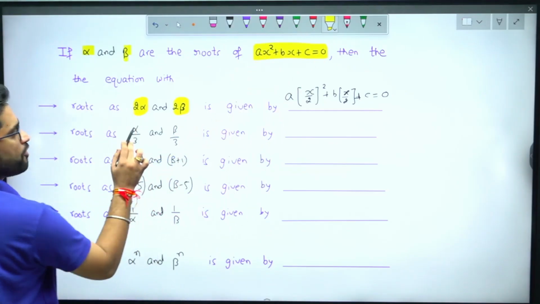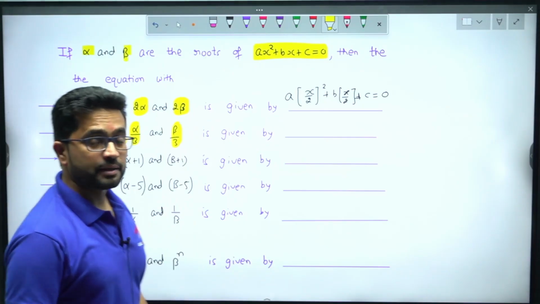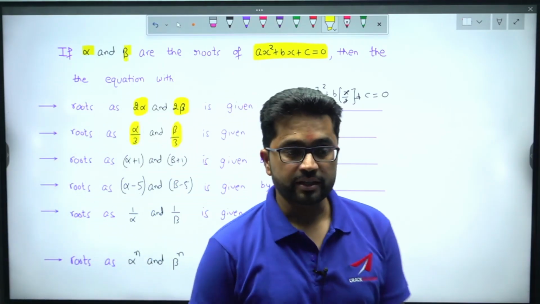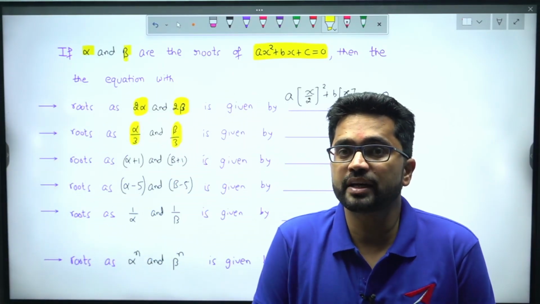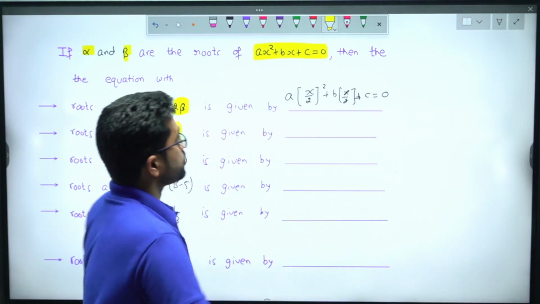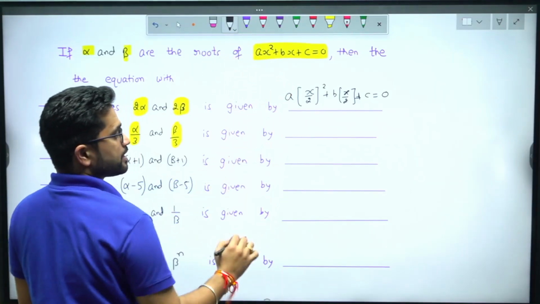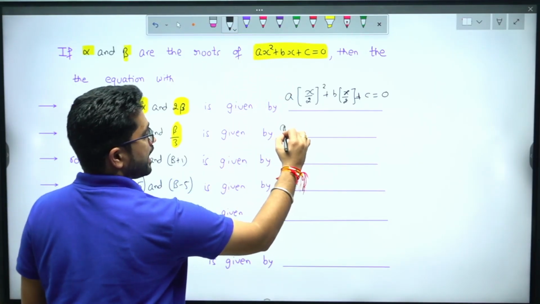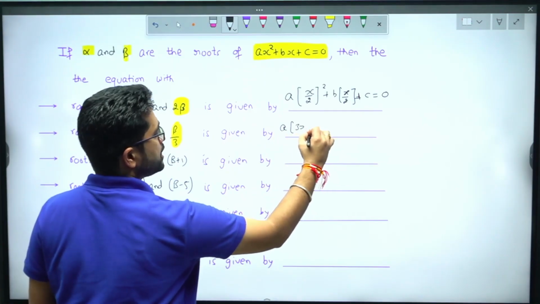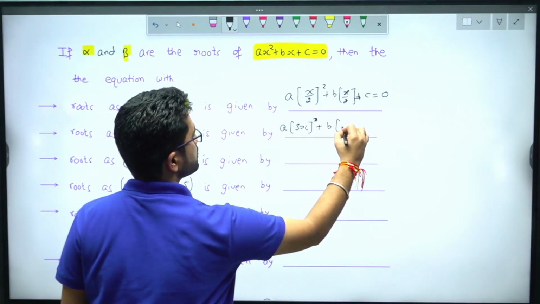Yes, if I need to form another equation whose roots are alpha by 3 and beta by 3, what would be the direct trick? So guys, that direct trick is that simply replace x with 3x. I'll tell you how, just wait. Replace x with 3x to get the desired equation.